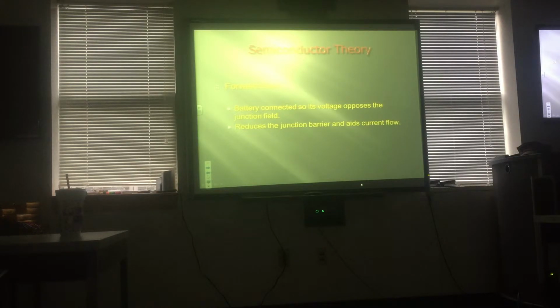Forward bias, as we'll explain for semiconductor theory, is when the battery is connected so its voltage opposes the junction field. As it opposes the junction field, creating a smaller junction field, it reduces the junction barrier and essentially aids current flow. This is done by placing the positive terminal of the battery or voltage source on the anode, or the P-type side, and the negative connection of the battery or voltage source to the N-type, or cathode side.